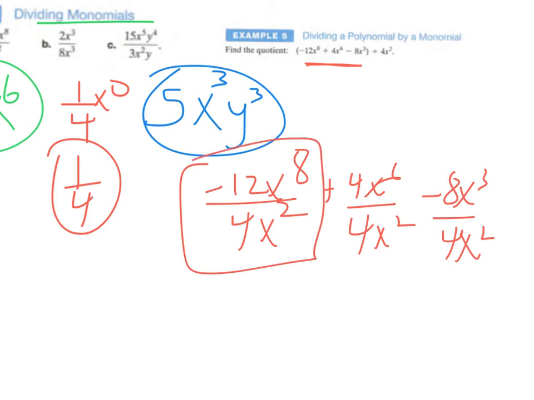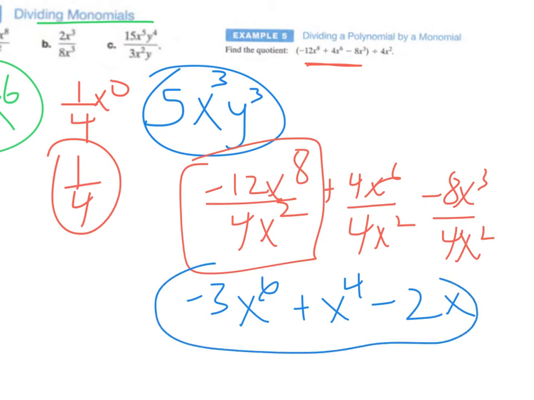So if I do that division, that's a -3. I subtract the letters, I get 6. I do this division, that's 1, and if I subtract, I get to the 4th. If I do that division, I get a -2, and I subtract, I get x to the 1st power. So my answer is a polynomial because I started with a polynomial.